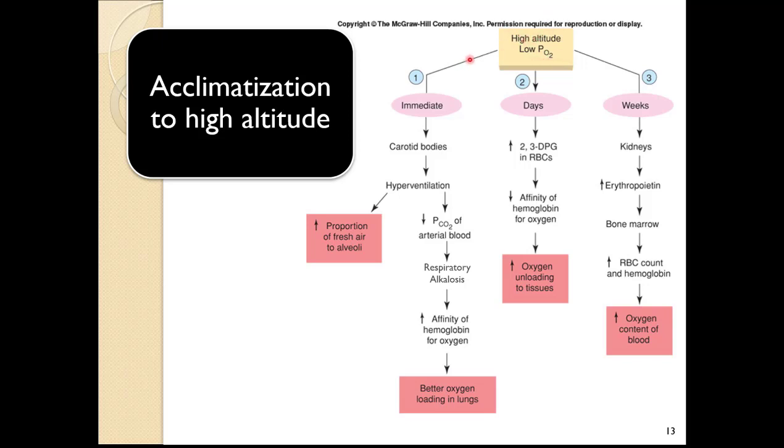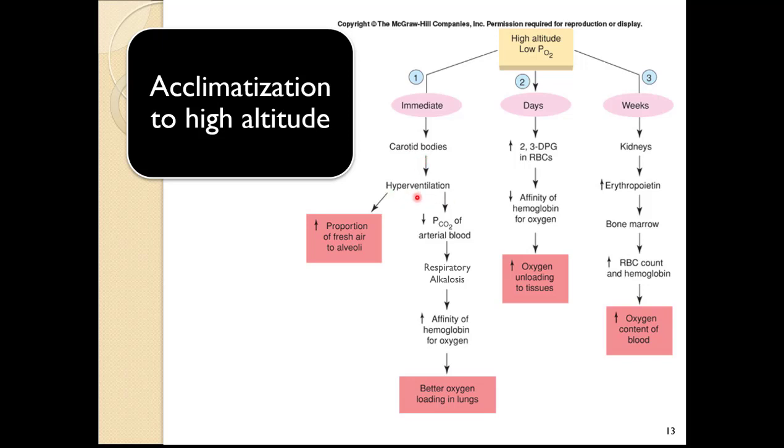They have an immediate change, and you've probably noticed this if you've ever gone up to go skiing and you go to a high elevation. What's going to happen immediately is you're going to start breathing deeper and harder. And so you can see here this hyperventilation that happens. This is because the carotid bodies, as well as the aortic arch, the chemoreceptors there are detecting low oxygen levels. This will cause you to hyperventilate.